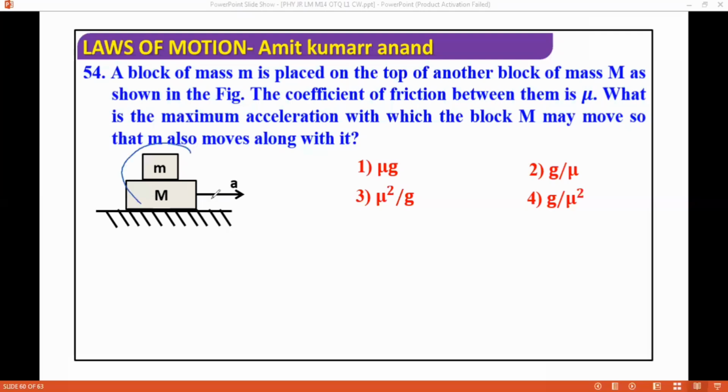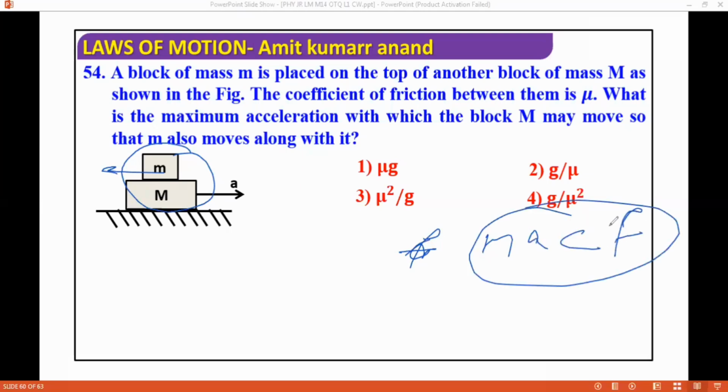Maximum acceleration is basically decided by this friction. Mass into acceleration should not be equal to, but should be less than, this friction. So guys, I'm writing like this: mass into acceleration should be less than friction. Then only it will move along. Yes or no? And what is this friction? The mass into acceleration should be less than mu into m into g. Tell me yes or no.